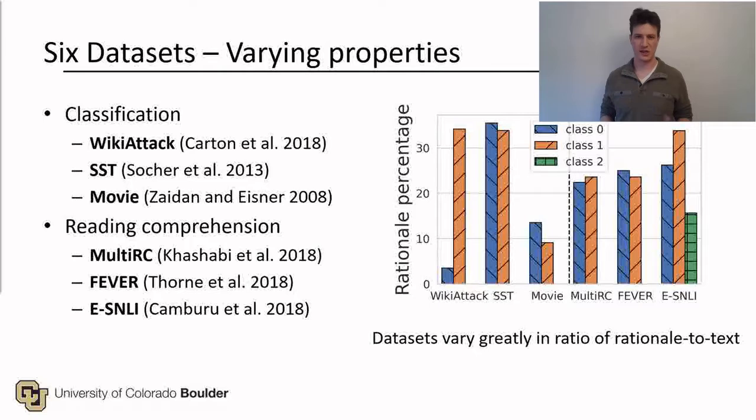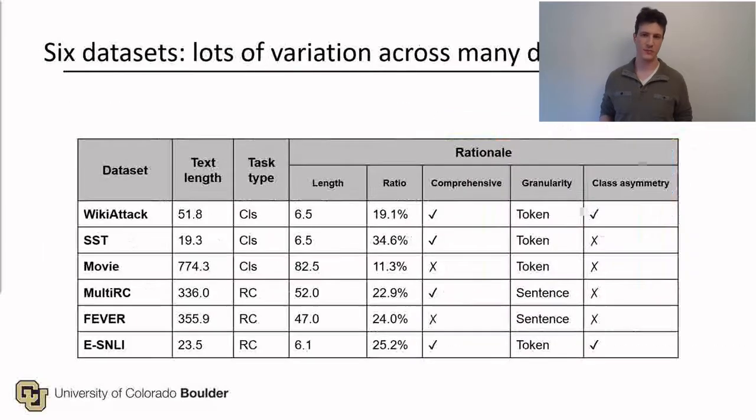We work with 6 datasets for which human rationales are available, 3 single text classification style tasks, and 3 document query reading comprehension style tasks. These datasets vary across a number of dimensions, from rationale to text ratio, as shown in the plot, to various other qualities that are shown in this table that I'm not going to elaborate on.